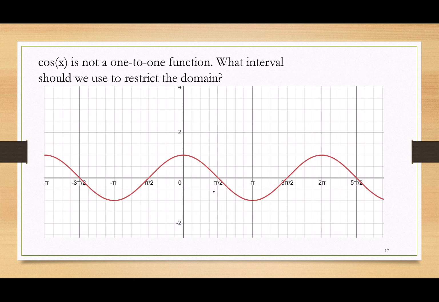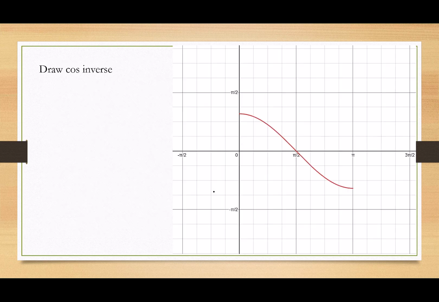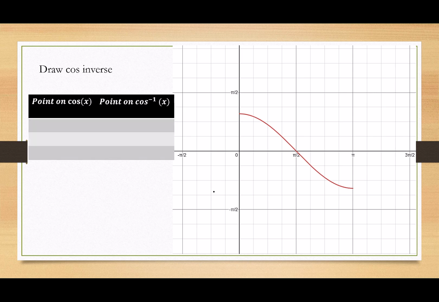Now we're ready to take a look at cosine. Cosine of x is not a one-to-one function. Again, I can put in a horizontal line and see that it passes through cosine at multiple points. So what interval should we use to restrict the domain? If we restrict our domain from 0 to pi, we have a one-to-one function. Let's again draw the inverse function. We'll start by putting in our points for cosine and then reverse them to find the points on cosine inverse. I can see I have the point (0, 1), which flips to (1, 0). I have the point (pi/2, 0), that'll flip to (0, pi/2). And I have the point (pi, -1), which flips to (-1, pi).